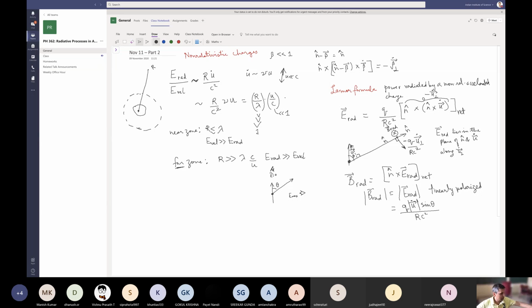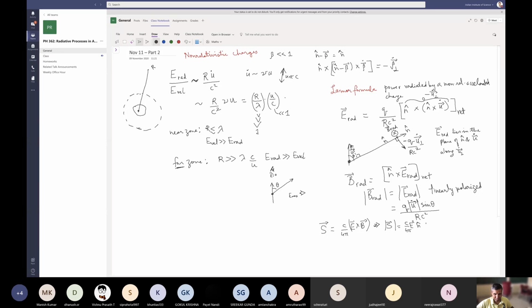What about the flux? If we recall our Poynting flux, S was c by 4 pi times E cross B. E and B are perpendicular, we have already argued about that, and n hat is perpendicular to both. So E cross B is actually along n hat. So the magnitude of S is equal to c by 4 pi times E squared, since E and B have the same magnitude, and this is along n hat. This is also very clear: n, E, B form a triad for this particular case.